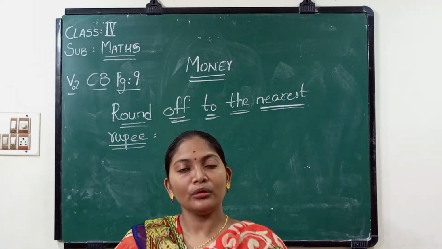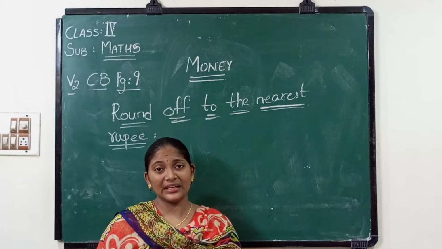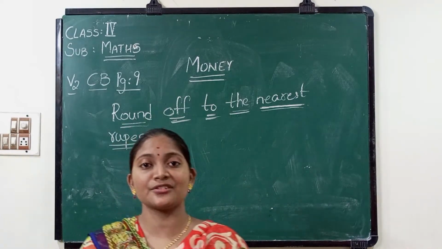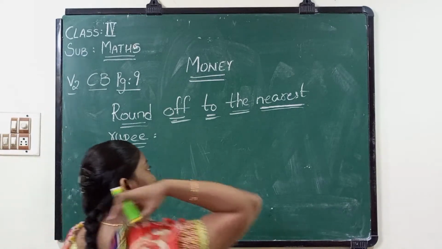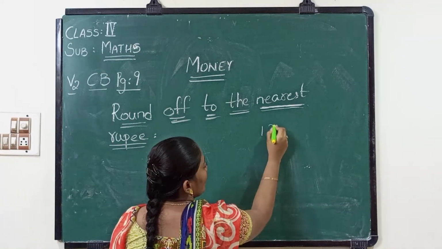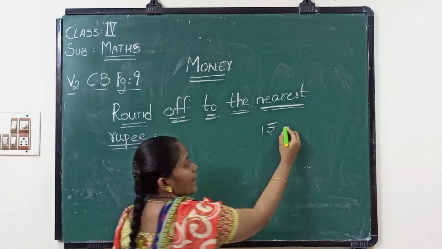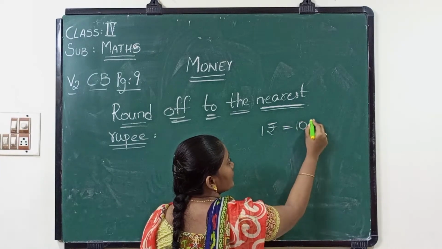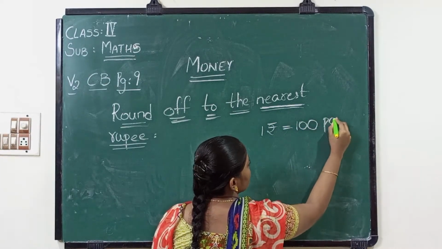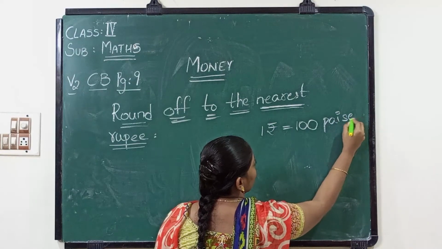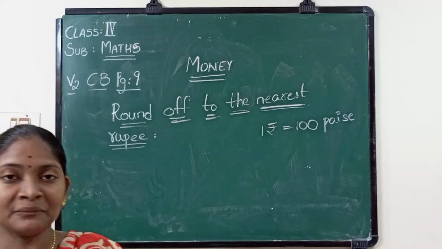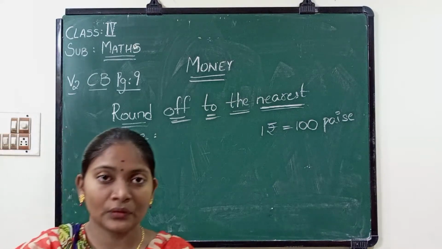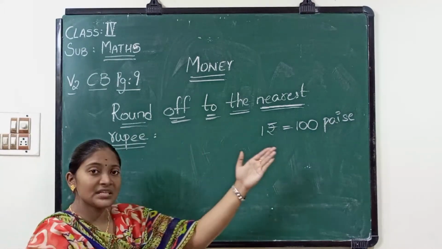We already know that in the previous classes we learned how to round to the nearest tens, nearest 100, nearest 1000. 1 rupee means how many pies? 1 rupee means 100 pies.